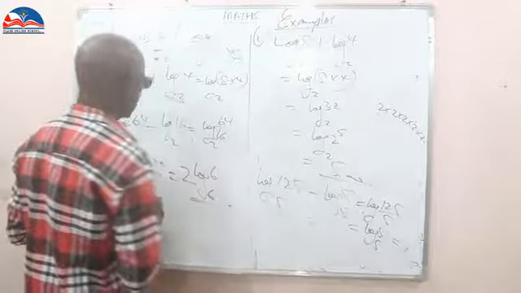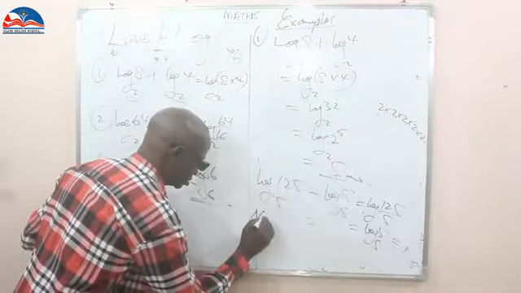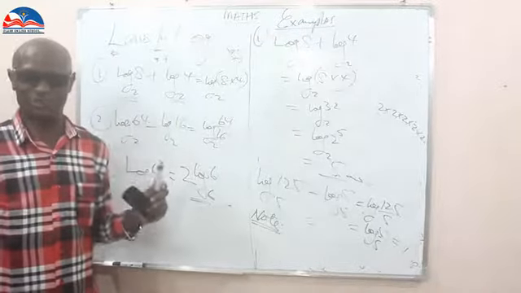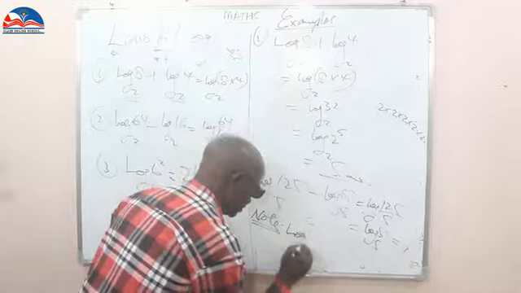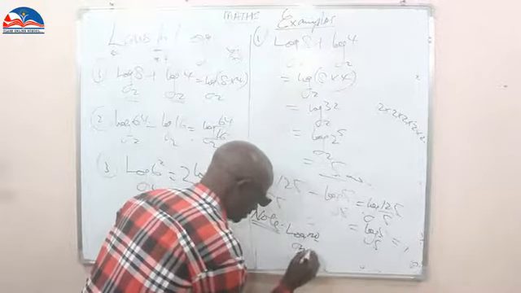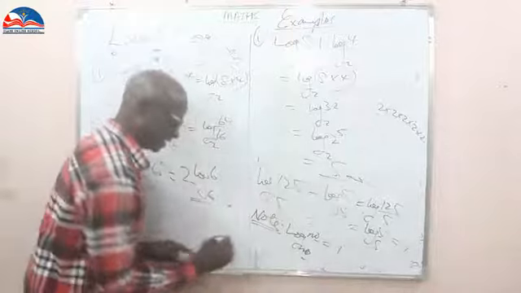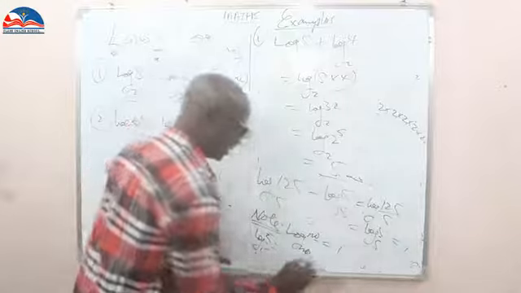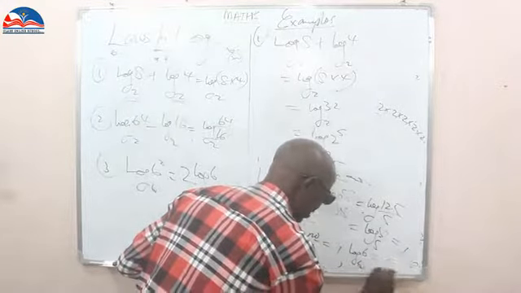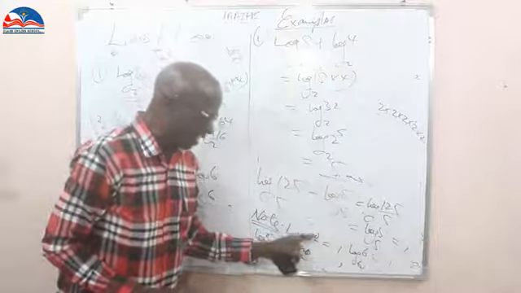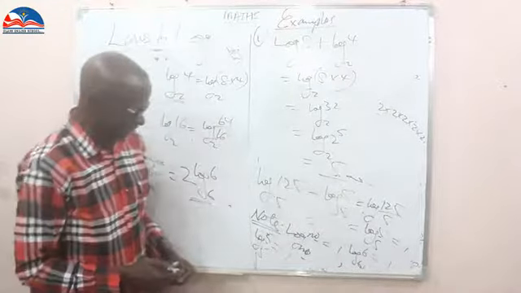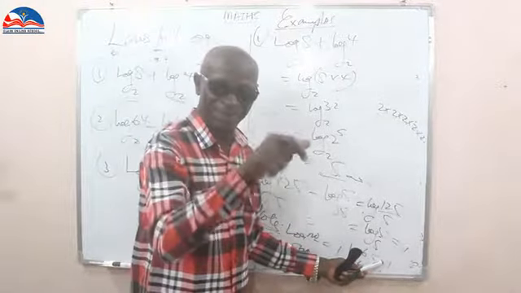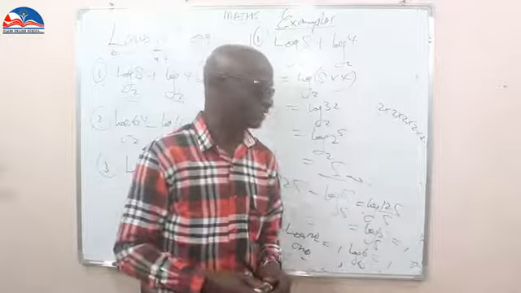Please note, let me make emphasis here. If I take a log of a number and the base is the same number, the answer is 1. What do I mean by that? If I'm taking log of 5 in base 5, the answer is 1. The same if I take log of 6 in base 6, the answer is 1. So log of any number where the number is the same as the base, the answer is 1. These are a few examples.